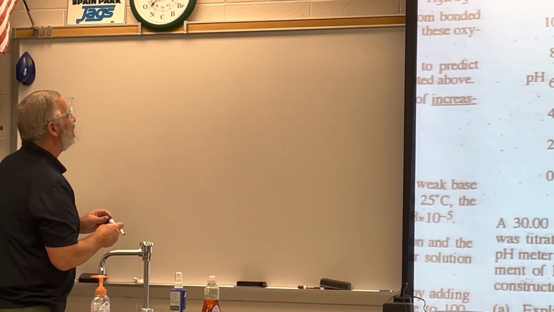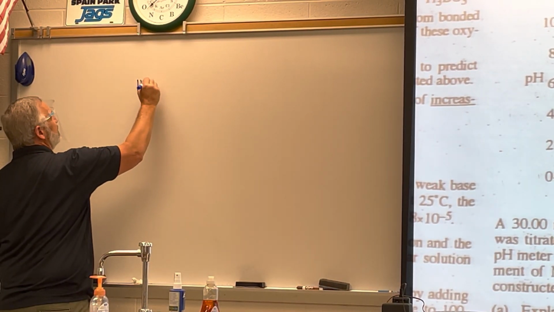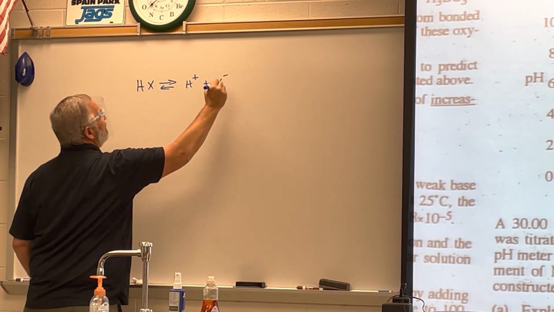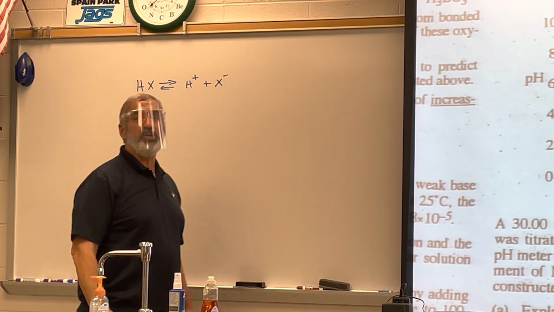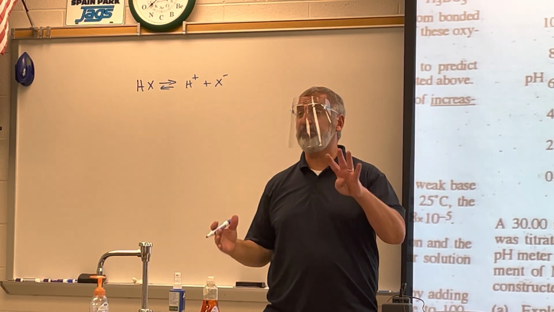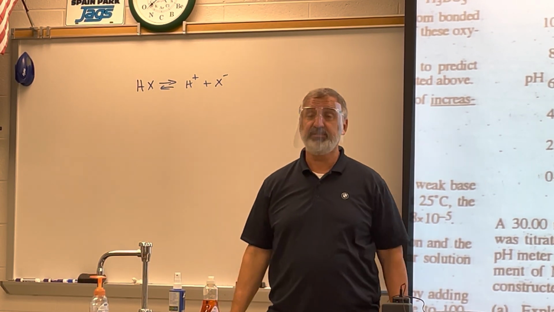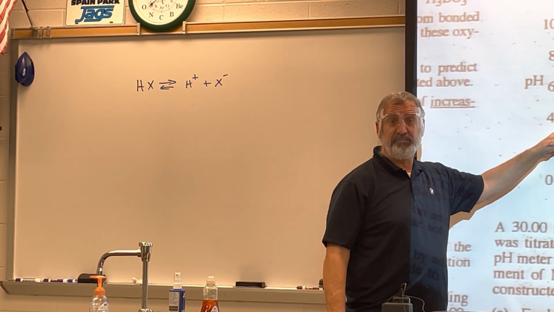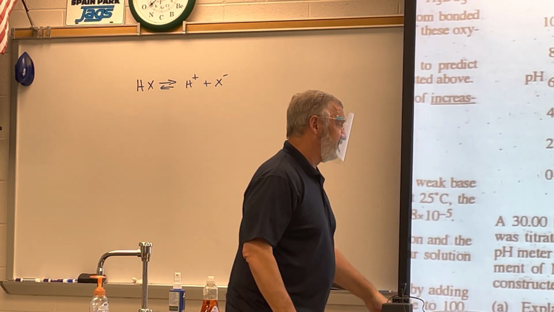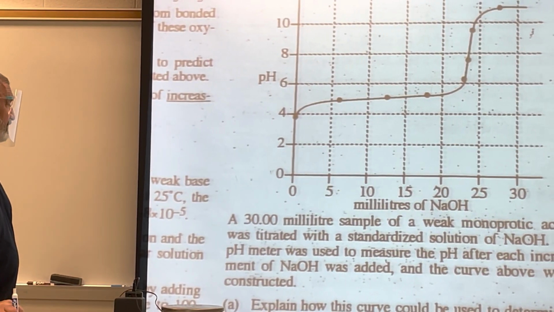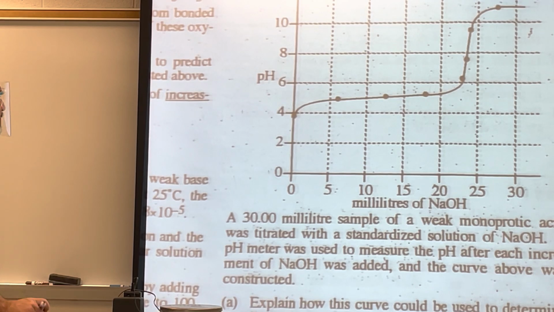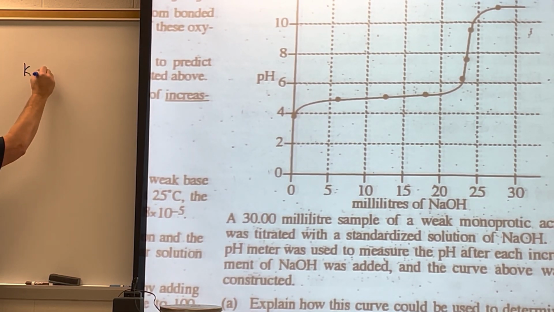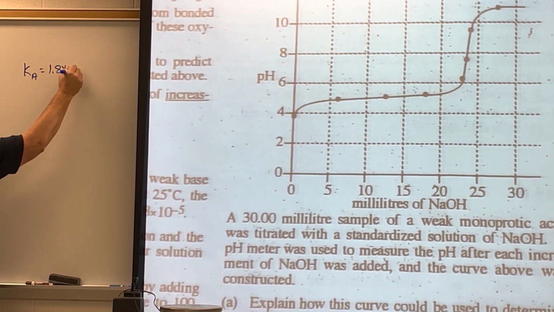So, if I'm looking at a weak monoprotic acid, HX, it goes to H plus and X minus. Now, we're going to have to know the pH at 4 places on this graph. We're going to have to know it at the beginning. That's going to be your straight Ka problem. The Ka, do they give you on this one? No. Okay? So let's just say the Ka is the classic 1.8 times 10 to the minus 5.